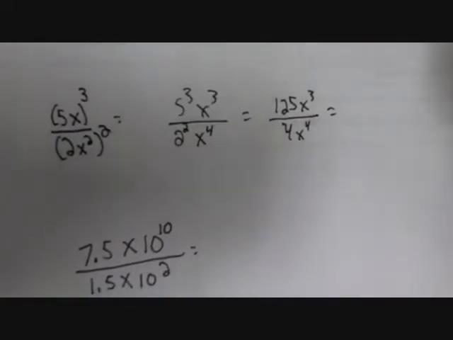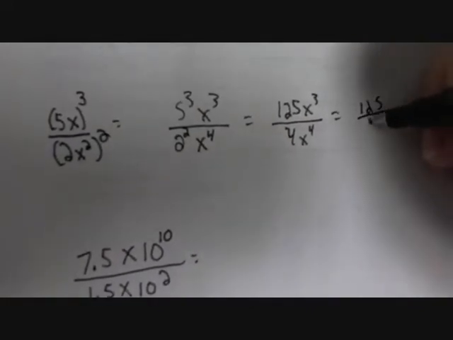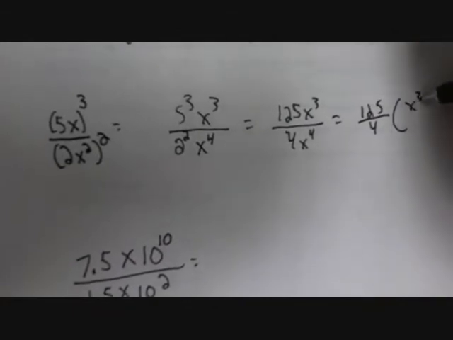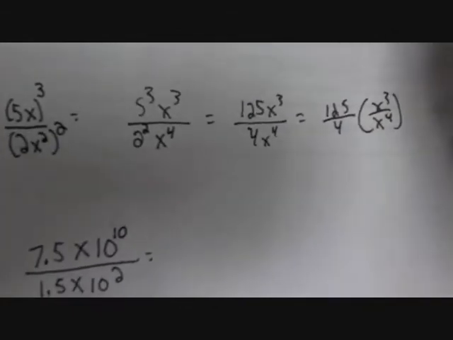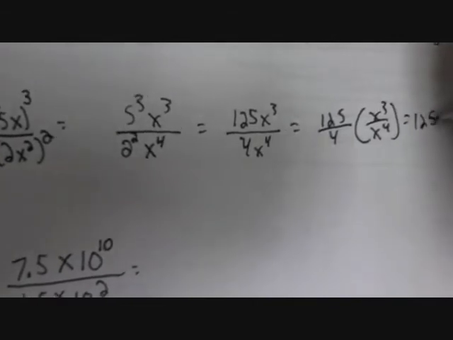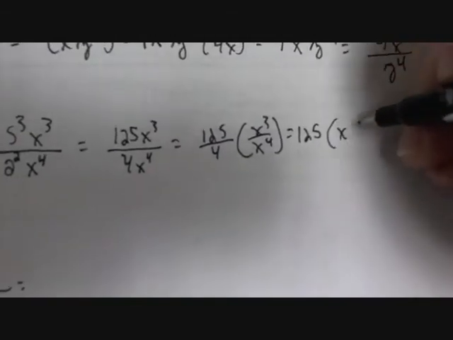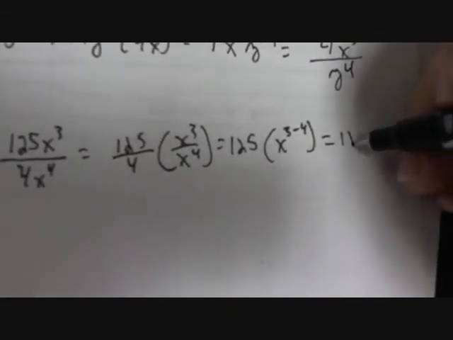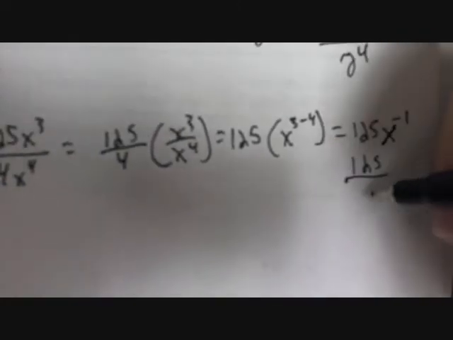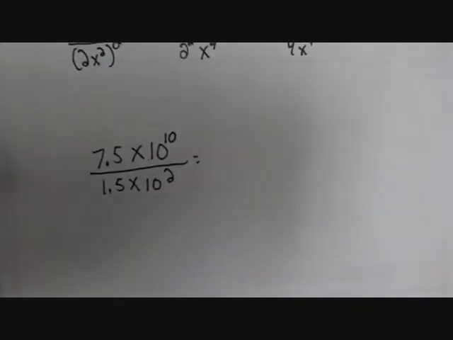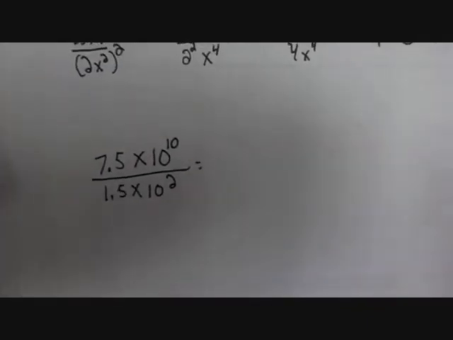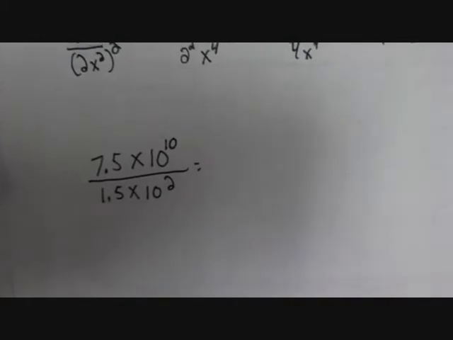Alright, so now factor everything out. Then we're left with x cubed over x to the fourth, quotient rule. So you have 125 times x to the 3 minus 4 power, which will give you 125 x to negative 1. So it's 125 over 4x. Simple as that.